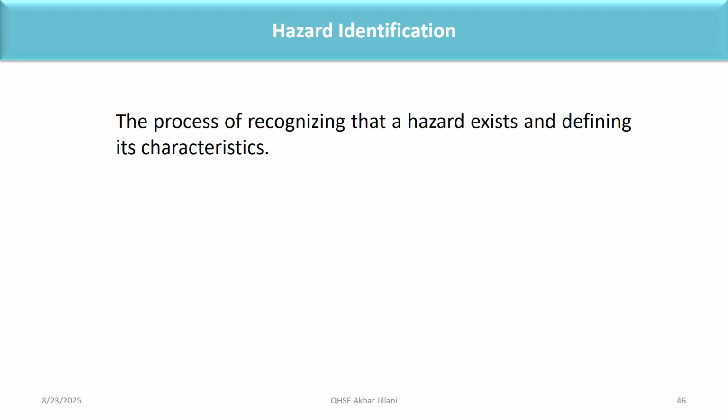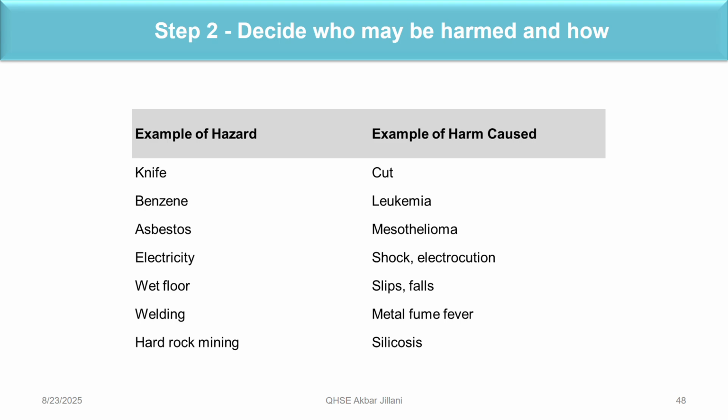The process of recognizing that a hazard exists and defining its characteristics. See, now second, the risk assessment, second step is identification. First was the identification of hazards, so we discussed this. Decide the second step: who may be harmed and how. Examples of harm caused: knife is a hazard, and from this the harm caused means a cut.